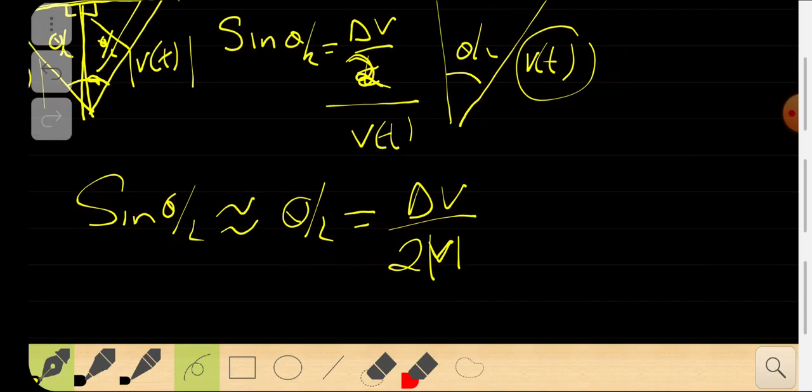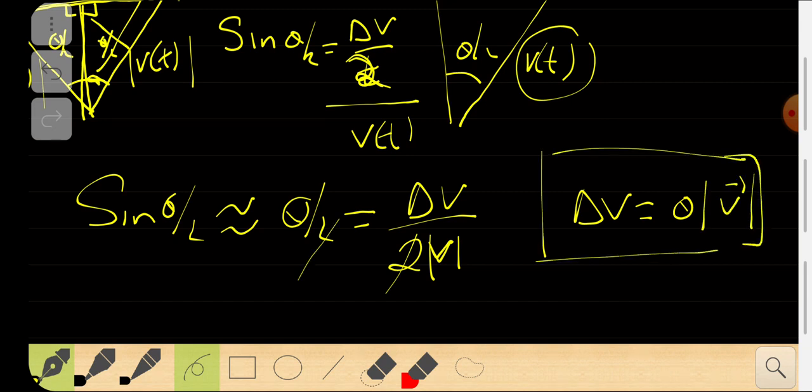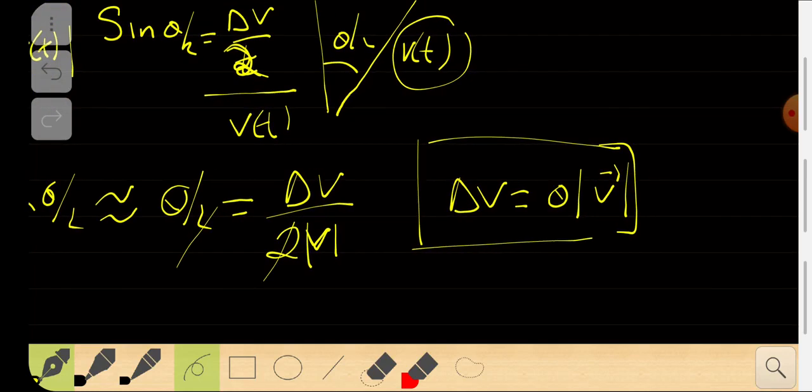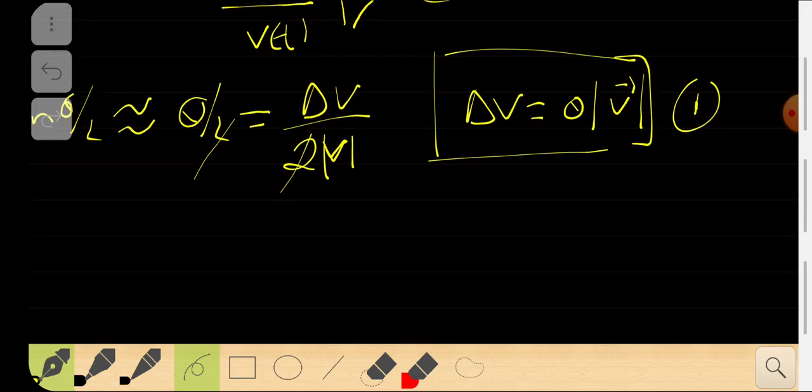So now what you can say is that delta v must be equal to theta, the 2 and 2 will cancel, theta times the magnitude of vector v, right? I'm going to call this equation 1. So that's the velocity vector, that's the velocity in that part, that's the difference in velocity.